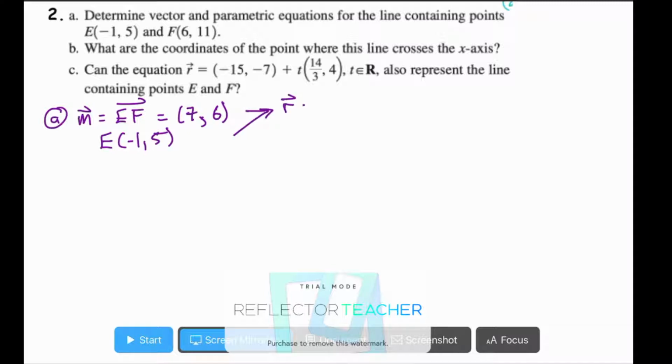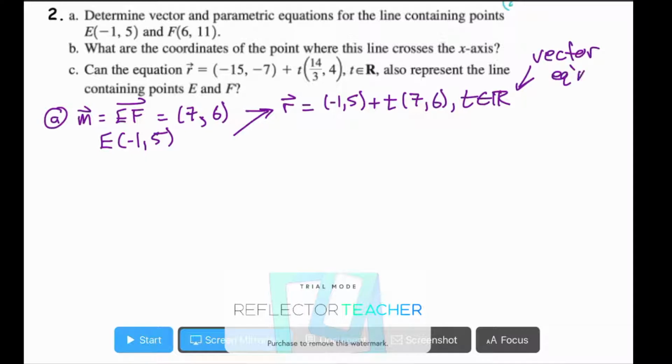Let's find a vector equation for this line. So my vector equation r is going to be equal to my point on the line, [-1, 5], plus t times my direction vector, [7, 6]. And of course, t is my parameter, which I need to define. t is an element of the real numbers. All right, next, let's put this into our parametric equations. So this was a vector equation of this line. Now let's go down to parametric.